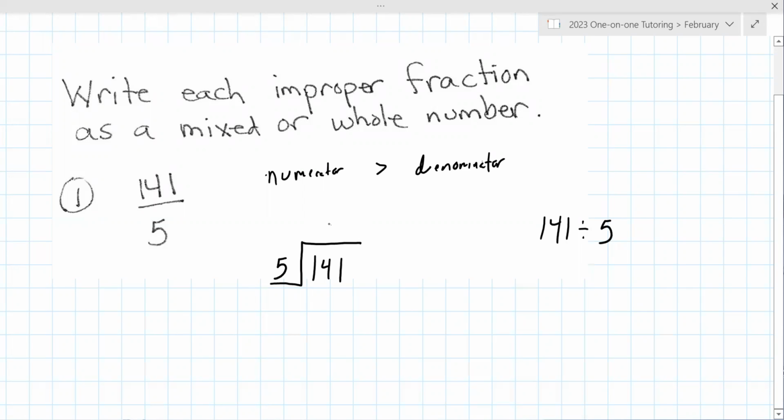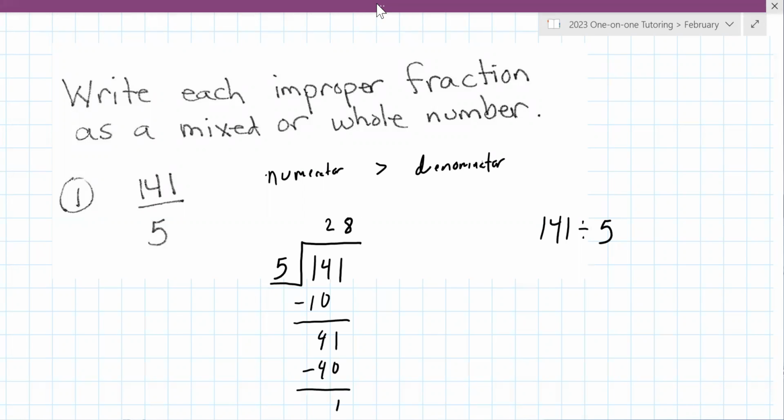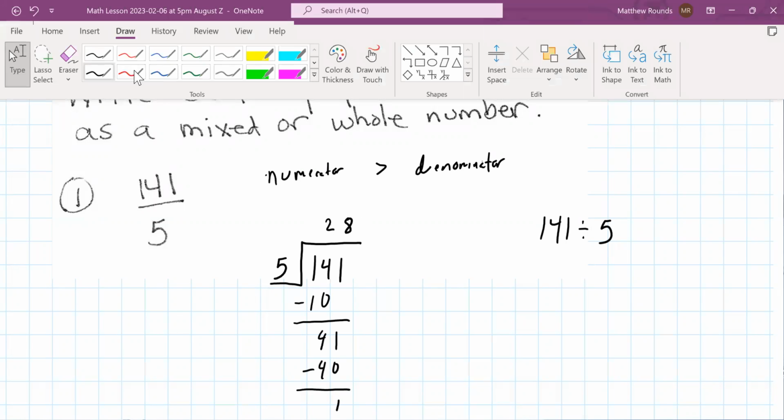Okay, so 5 goes into 14 2 times. 2 times 5 is 10. Then 41. 5 goes into 41 8 times. 8 times 5 is 40. And so you actually stop right here. You don't have to actually go any further than this.